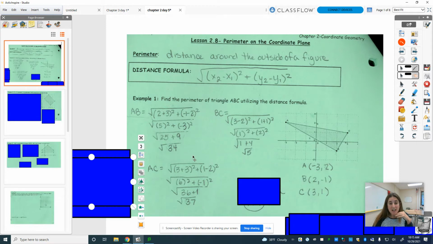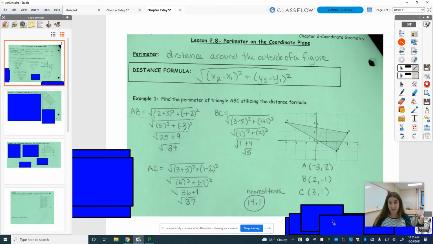All right, now, this question doesn't tell us what to round to or how to leave our answer. If you were doing radicals, none of these radicals would add together. So I'm going to just find it to the nearest tenth. You simply pull out your calculator, you plug in radical 34 plus radical 5 plus radical 37, and to the nearest tenth, that rounds to 14.1. That was super fun. Triangle, find the perimeter. Okay, let's move on.